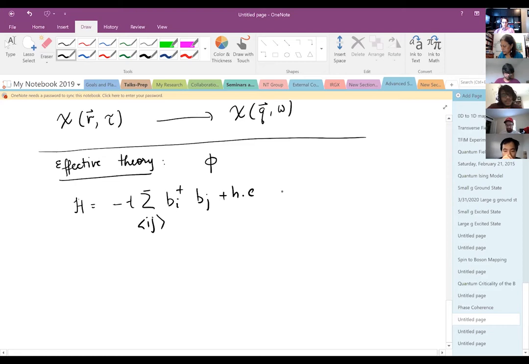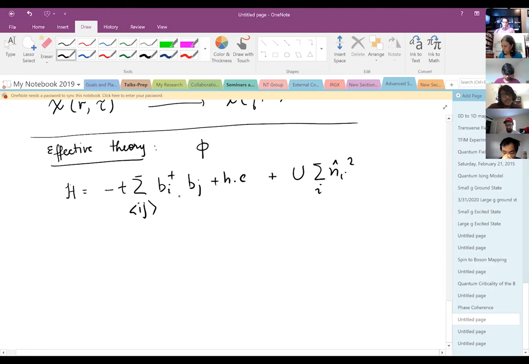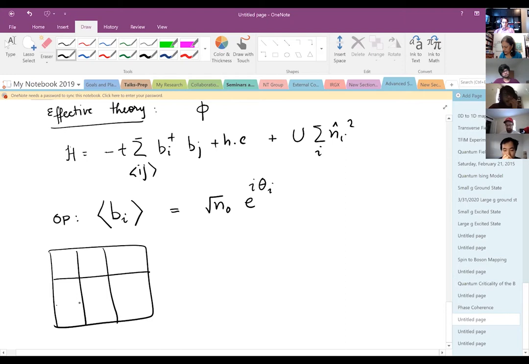And then there was a U term. I'm not being too picky about a single body term and so on. So we had these two terms. And what we realized is that sitting in this order parameter b, there was some real part and some angle. And this had to be viewed in a coarse-grained way. We had to take our system and break it up into these little regions, these little cells. In this cell, you could have number fluctuations, which allowed us to define some theta.